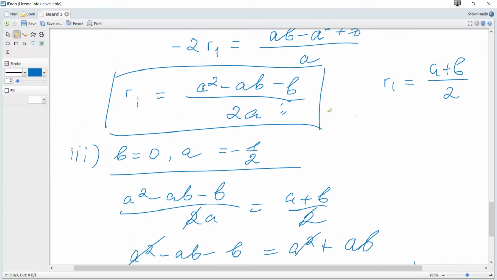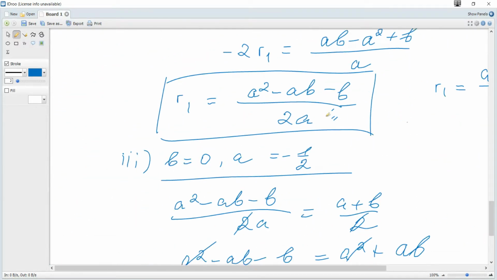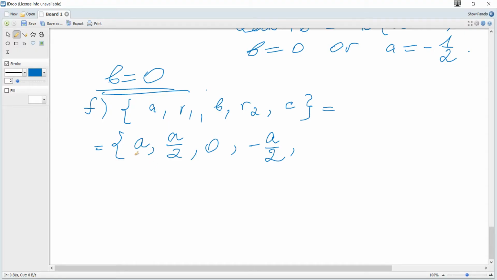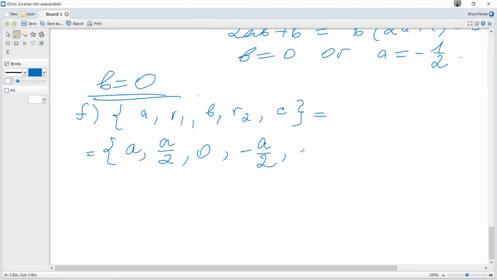And C, what is C? How to find C? Here we can see that the common difference in terms of A is negative A over 2, or minus A over 2. It seems to be minus A.